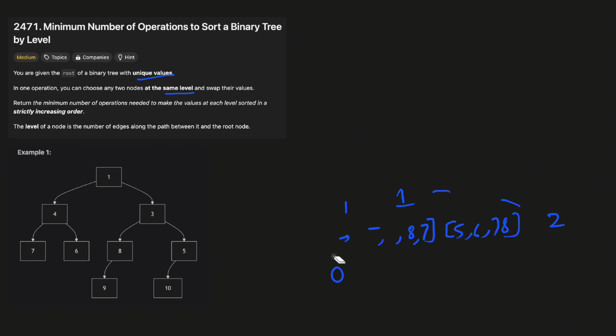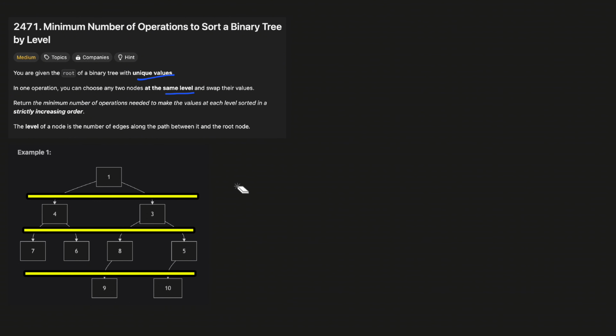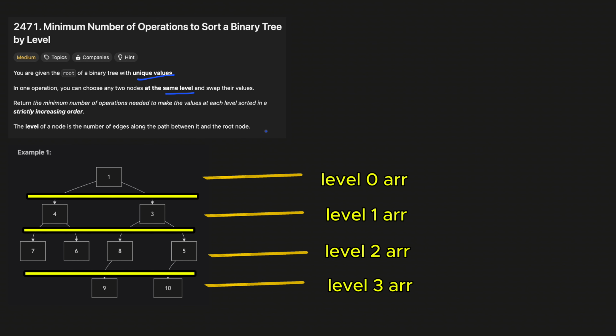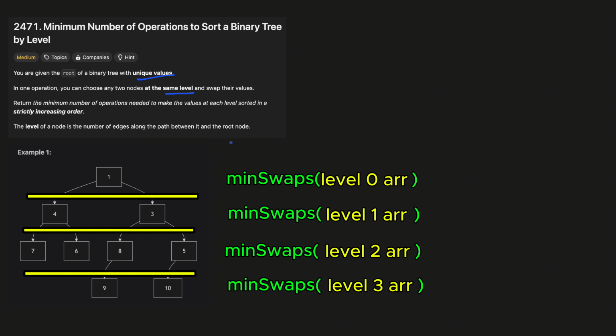Now in terms of solution, since we want to perform the swap operations on the nodes at the same level, to make each level sorted in a strictly increasing order, we need to perform level order traversal. So first we will perform level order traversal on the binary tree and collect the nodes at each level into an array or array list, and then count the minimum number of swaps required to sort each list, and the sum of all those counts will be our answer.